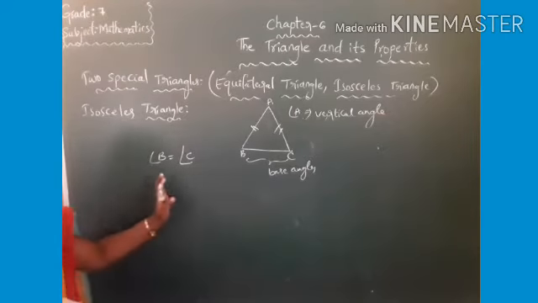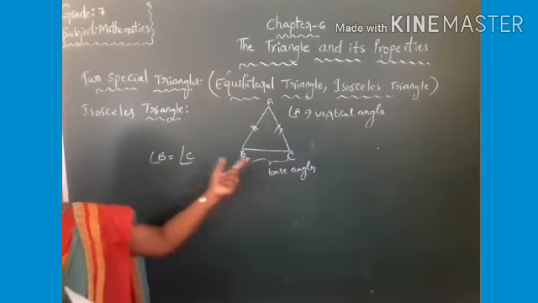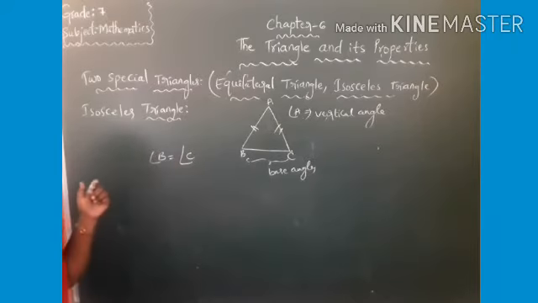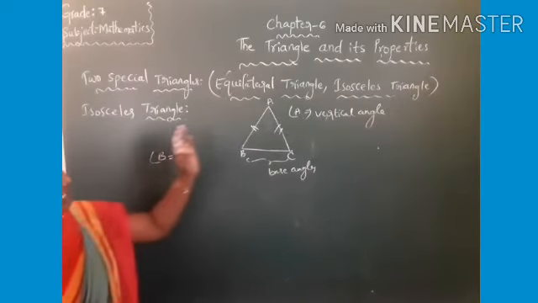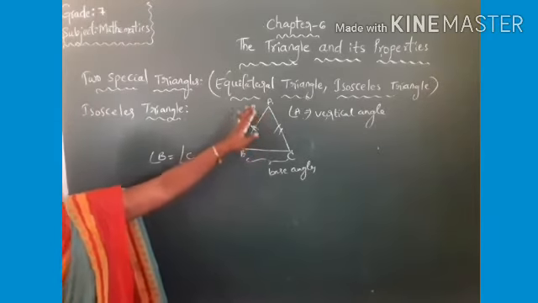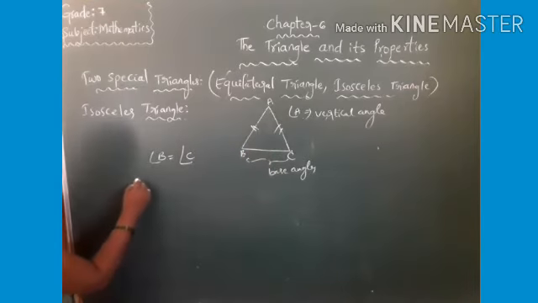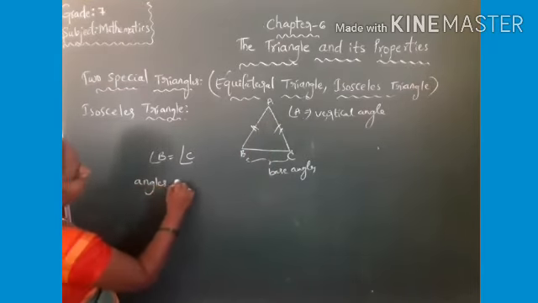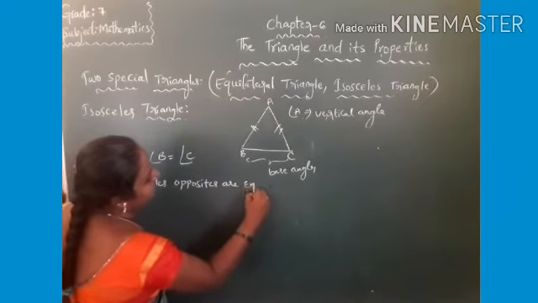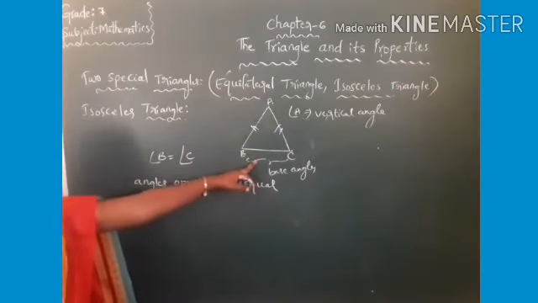Okay. That's why these two base angles are equal. Angle B is equal to angle C. These base angles are equal. So that's why in a triangle, the angles opposite sides are equal. Angles opposite sides are equal.